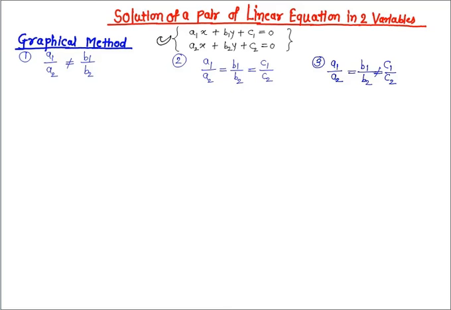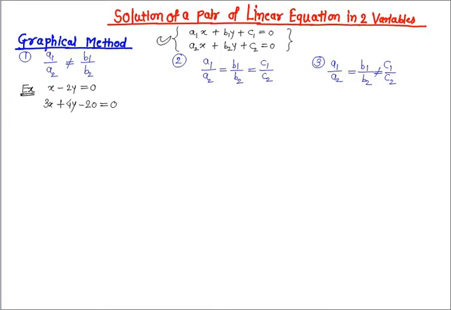And what are b1 and b2? These are coefficients of y. So basically in first condition, we are comparing coefficients of x and y. Let's understand this from an example. We have two equations given, x minus 2y equals to 0 and 3x plus 4y minus 20 equals to 0.